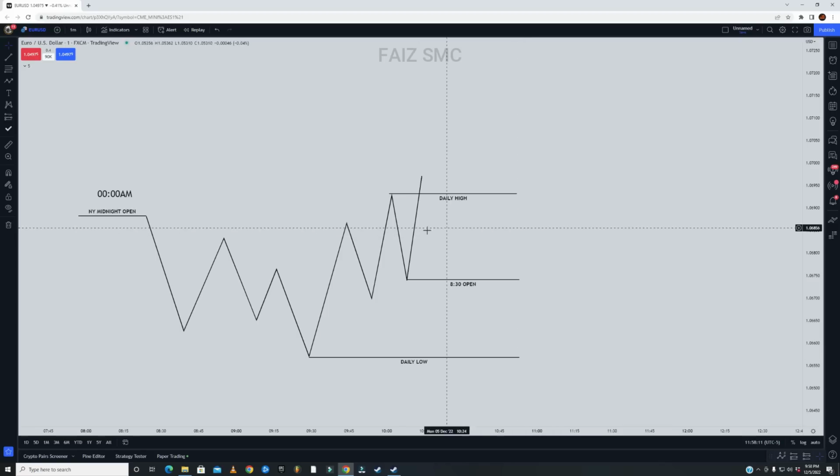Is that quite simple, guys? You want to wait for the daily high or daily low to be swept, and the timing is a little different from indices. Now let's get straight into the examples, and that is going to clear everything. So see you guys in example number 1.